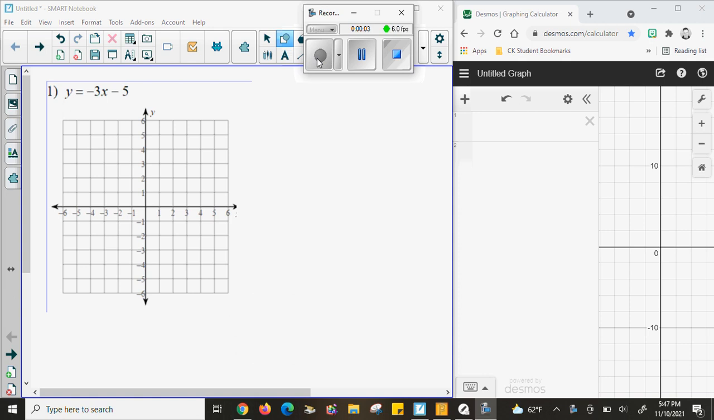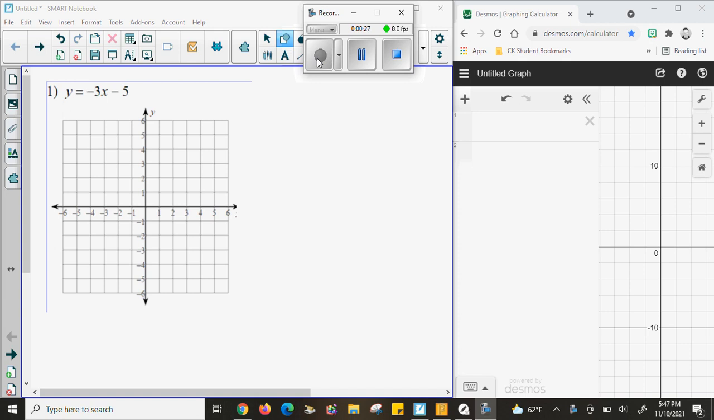I want to show you how we can use Desmos graphing calculator to not only graph linear equations, but to also give us the table of values we would use to graph this. Now, what is this table of values?